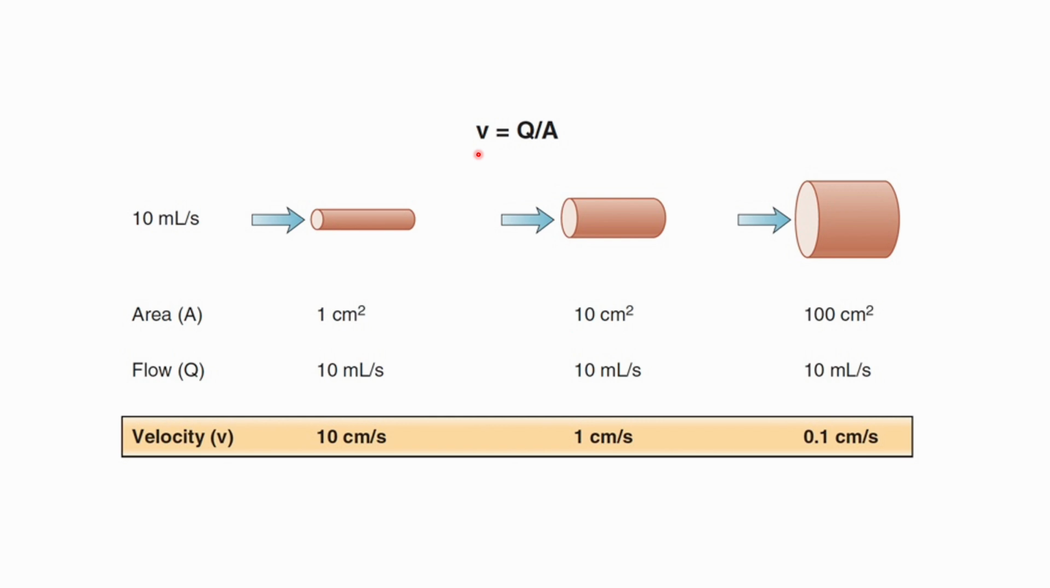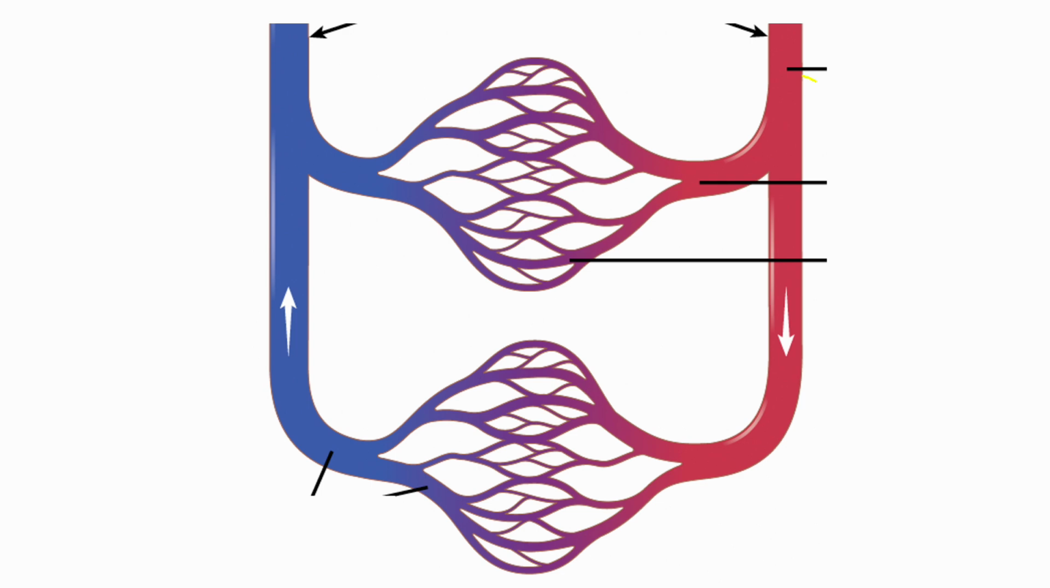Now, can you guess in which segment of the vasculature you think it will have the highest velocity of blood flow? So it's the aorta that has the highest velocity of blood flow, despite a large diameter in the aorta.